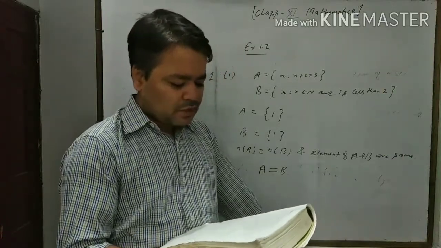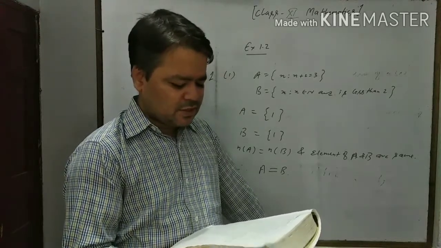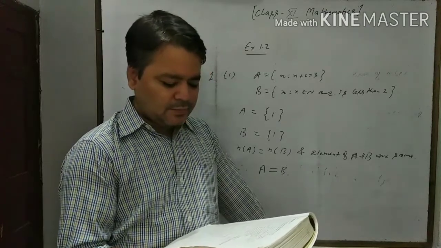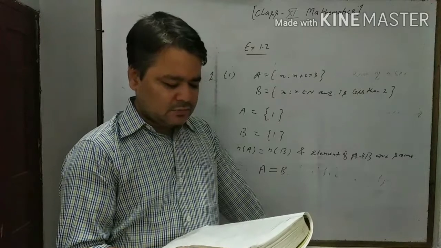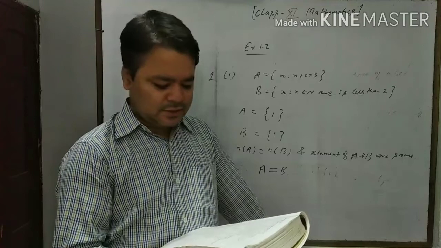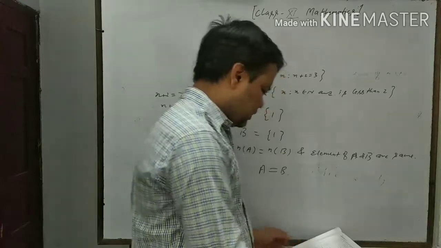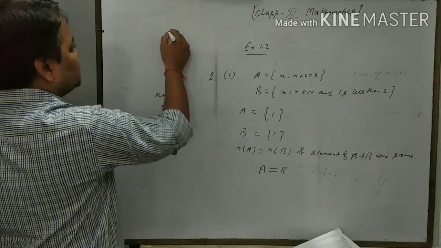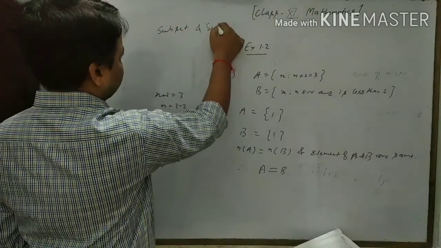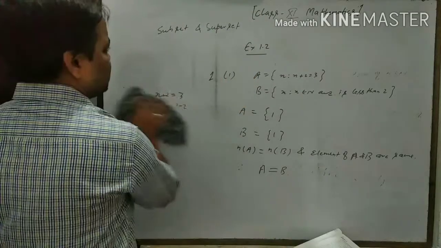Question number 2: if set A is given, set B given and set C given, state whether the following statements are true or false. You can do it on your side. Use the appropriate symbol. Here the symbols are given: belongs to, not belongs to, subset, superset, equal set, to fill in the blank. So here, one more thing, that is the superset. What is the superset? Subset and superset.